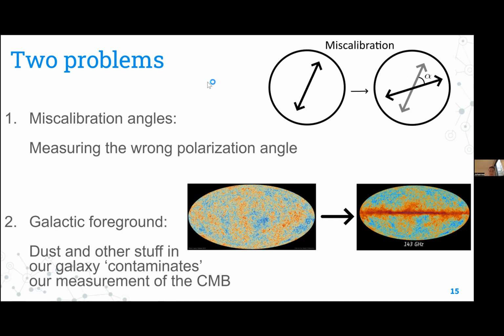But this alpha is perfectly degenerate with beta, the cosmic birefringence angle. So if you only look at the CMB, that is a huge problem with this kind of analysis.